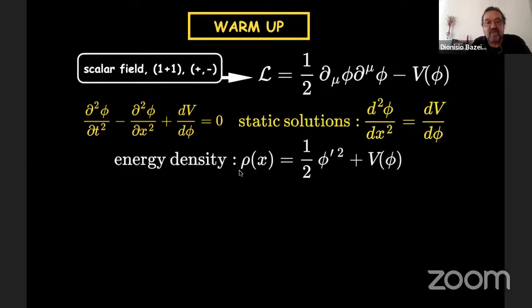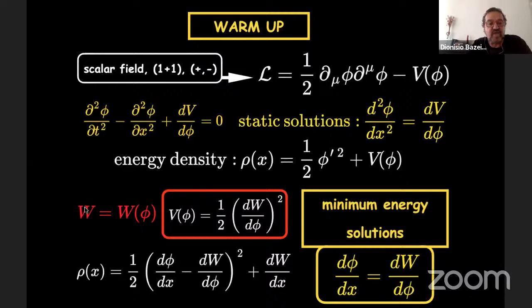And then I write the energy density of this model. The energy density gets this part, which comes from here. This is the gradient contribution to the energy density plus the potential contribution. Now I suppose that I have a function W of phi, and that I can write the potential in this way, as the square of the derivative of W with respect to the field.